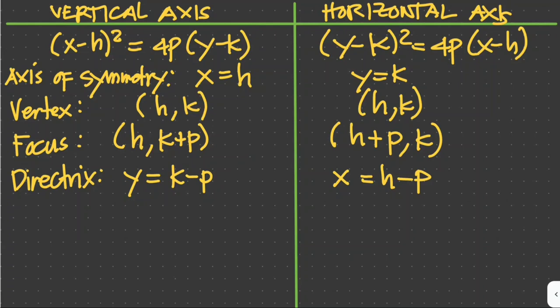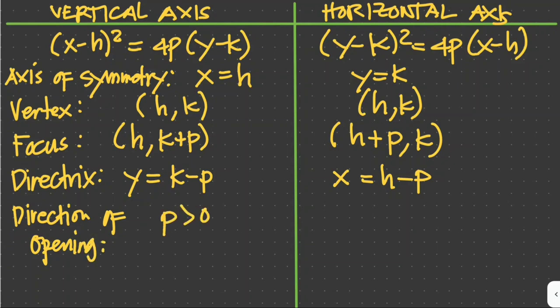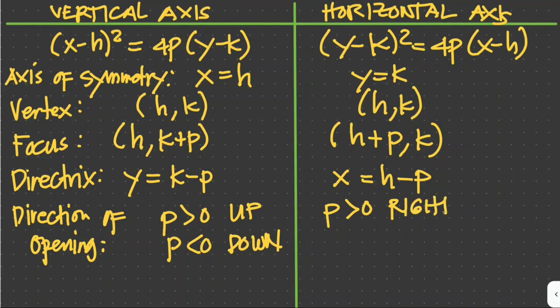Okay, I will discuss the direction of opening. If p is greater than 0 for vertical axis, then the parabola opens upwards. If p is less than 0, then it opens downwards. Then for the horizontal axis, if p is greater than 0, then it opens to the right. And when p is less than 0, then it opens to the left.